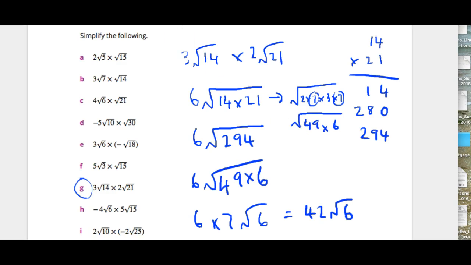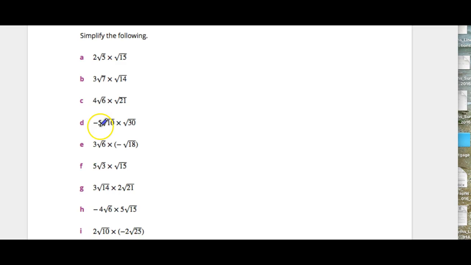So I don't mind for this one if you do use your calculator, as long as you can understand how to actually do it. Okay, let's move on. Let's have a look at J.